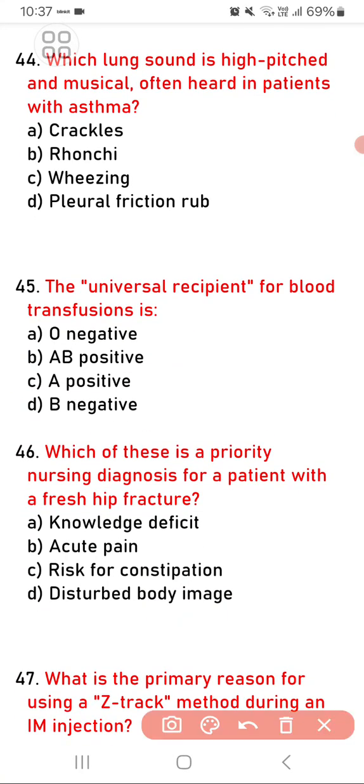Which lung sound is high pitched and musical, often heard in patients with asthma? Wheezing. The universal recipient for blood transfusions is AB positive.